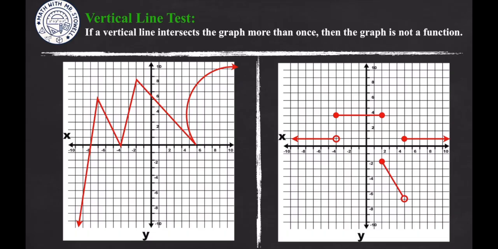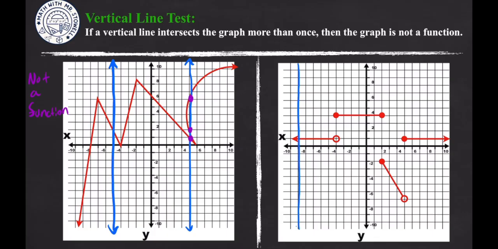If we look at the example on the left, what we are going to do is draw a vertical line in a random spot. Notice that this vertical line only passes through once in that one spot. But if we were to draw it somewhere else, let's say right here at 5, then we notice that this passes through the graph at this point up here. It passes through it again down here, and then a third time there. Because it passes through this relation more than once, we know instantly that this is not a function.